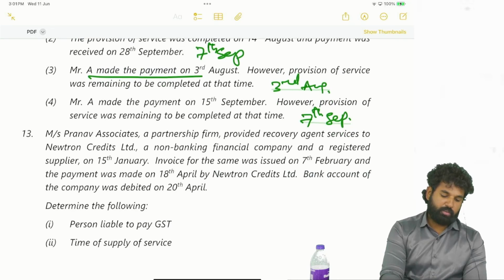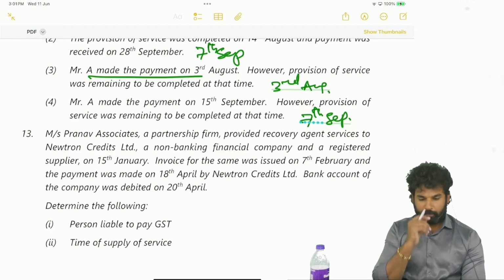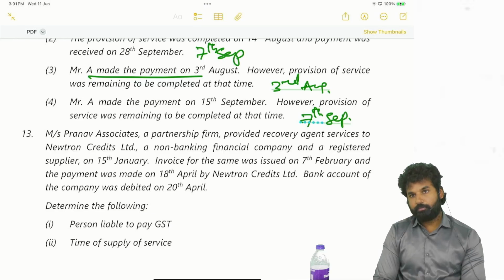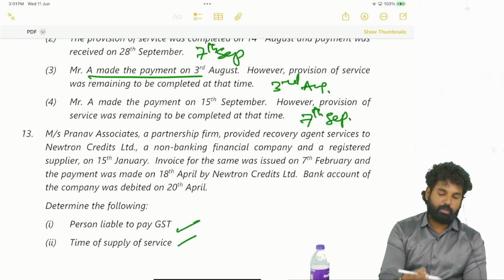Next, Pranav Associates, a firm providing recovery agency services to Neutron Credits Limited, a non-banking financial company, reverse charge, and a registered supplier on 15th January. Okay, invoice for the same was issued on 7th February and the payment was made on 18th April by Neutron Credits Limited. Okay, the bank account of the company was debited on 20th April. Determine the person liable to pay GST, time of supply of service.